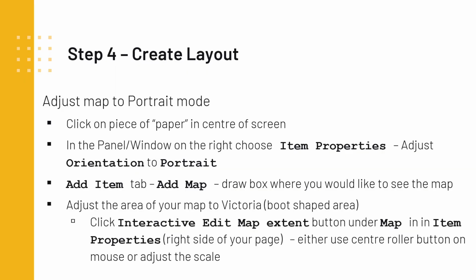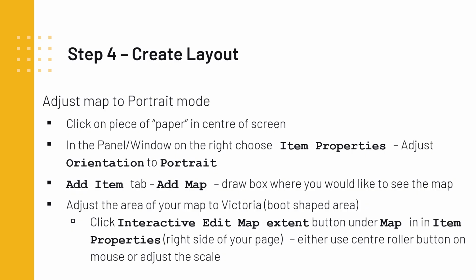We want to adjust our map to portrait mode. So click on your piece of paper that's in the center of your screen. You'll notice that something appears under Item Properties on the right-hand side. In that section, you can adjust your orientation from landscape to portrait. At the Add Item tab at the top of your screen, click Add Map, and then draw a box where you'd like to see the map on your piece of paper.